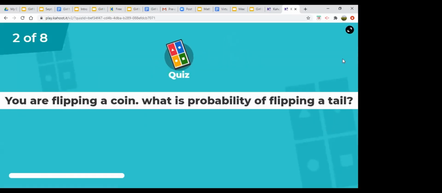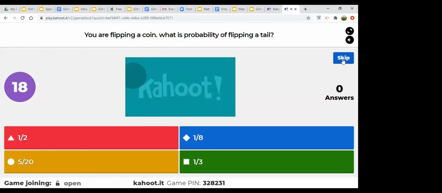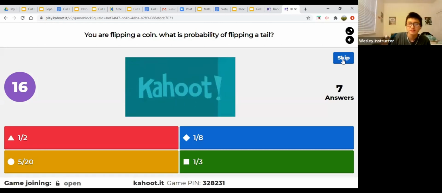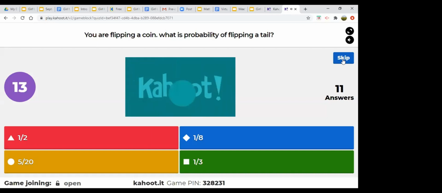The next one is also, you're flipping a coin. What is the possibility of 10? Oh, this one's easy. It's kind of obvious. Yeah, it's 5 out of 20. It's 5 out of 20, definitely. There's only two sides to a coin. No, let's pretend a 20 sided coin.